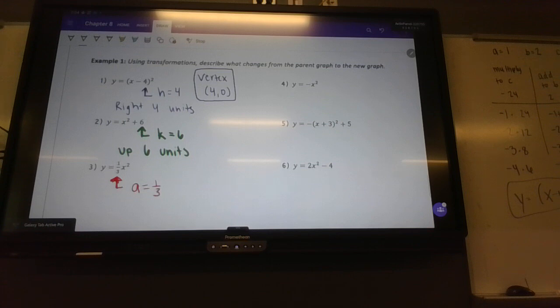A is 1/3. So what we call this is a vertical shrink. So this is going to be smushed. It's going to be 1/3 as tall. It's like it hasn't grown up yet. It's only 1/3 of its height.